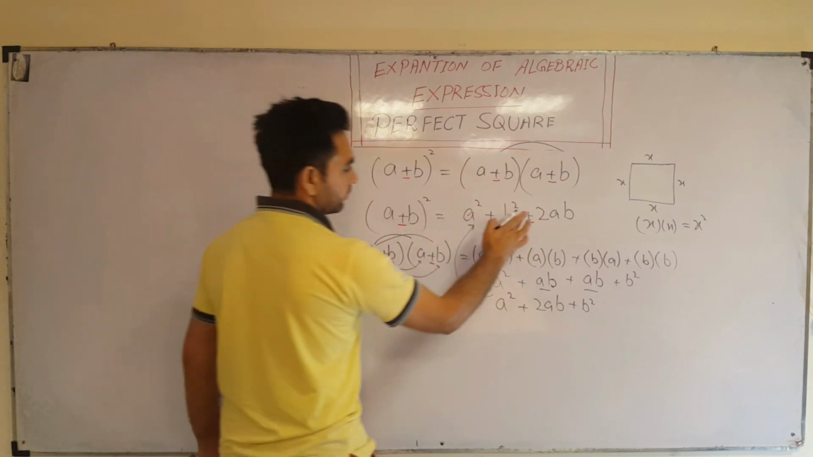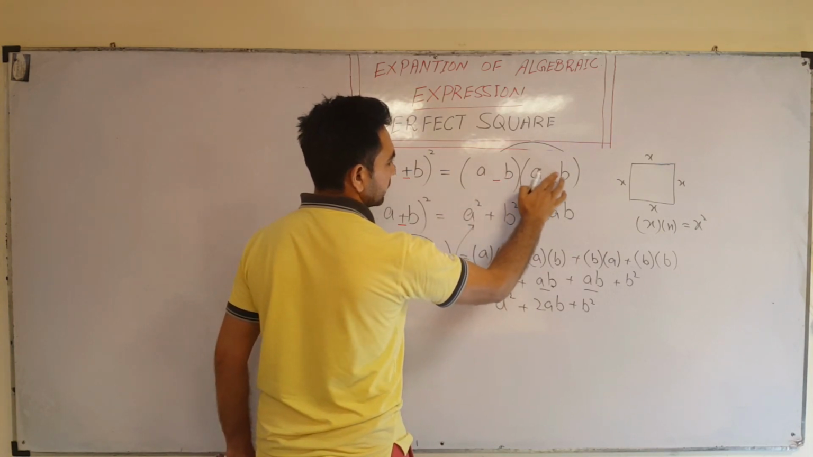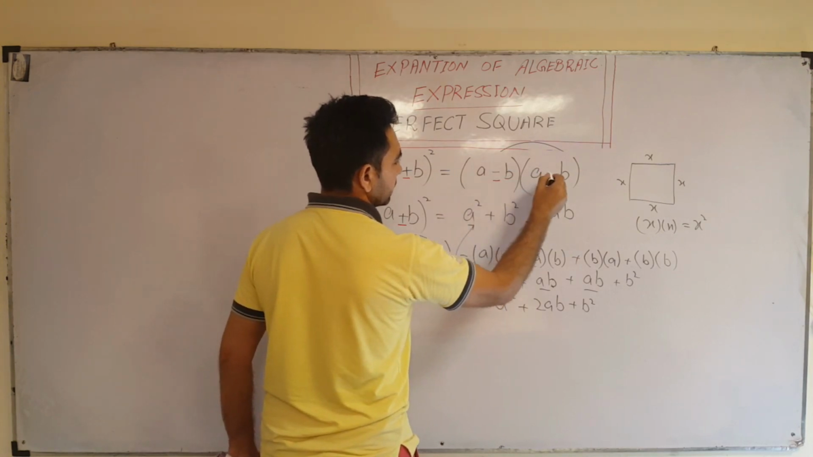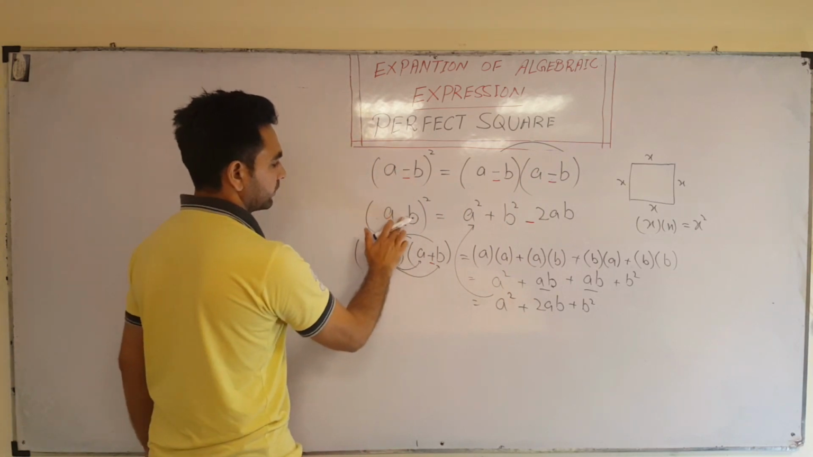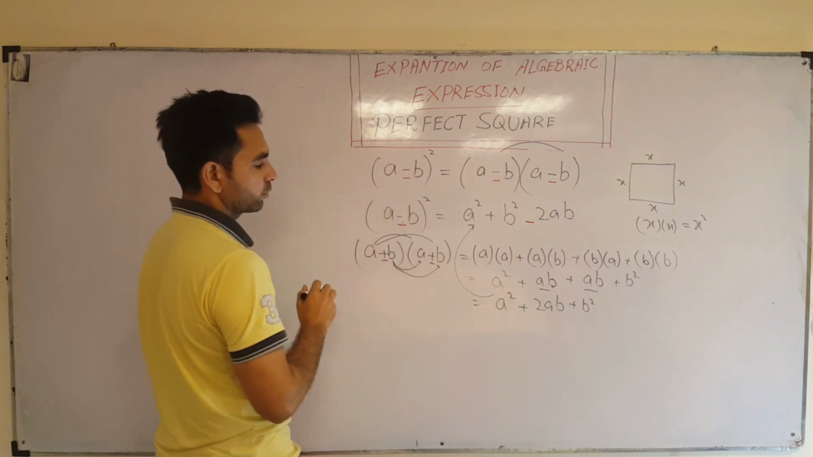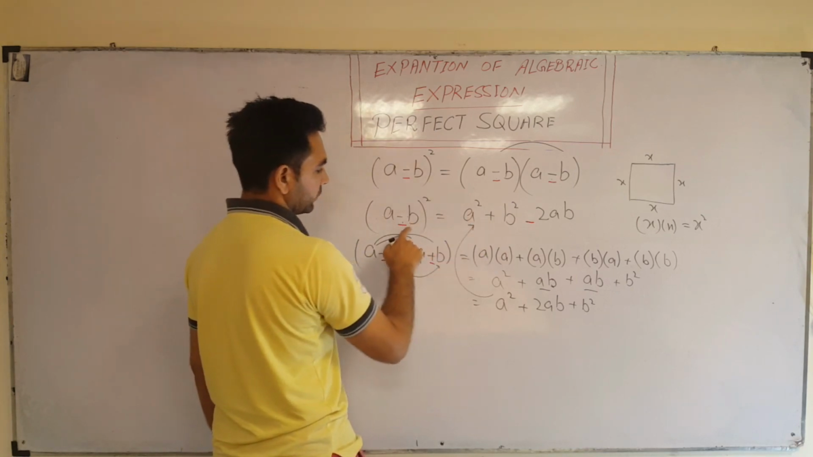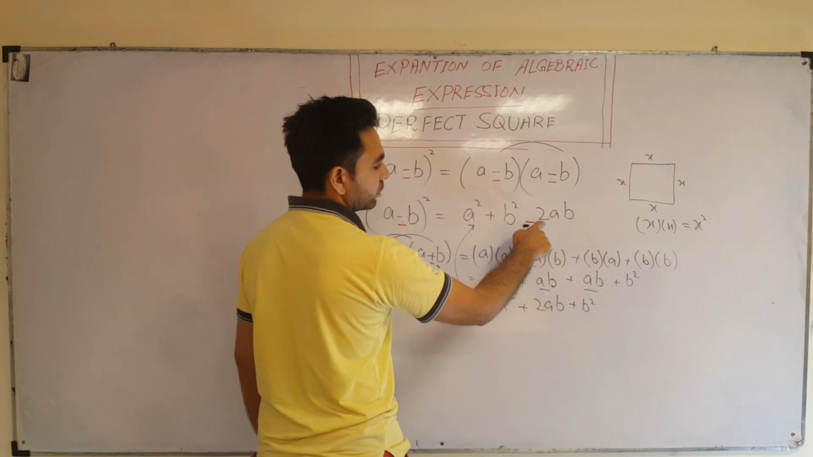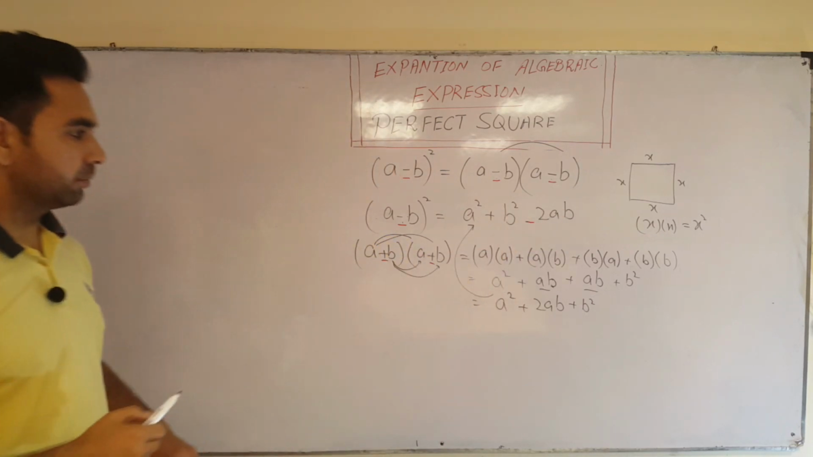So this means that if you have a minus b in a minus b, right, then a minus b whole square would be the square of the first one plus the square of the second one minus 2 times a into b. So let's solve an example with it.